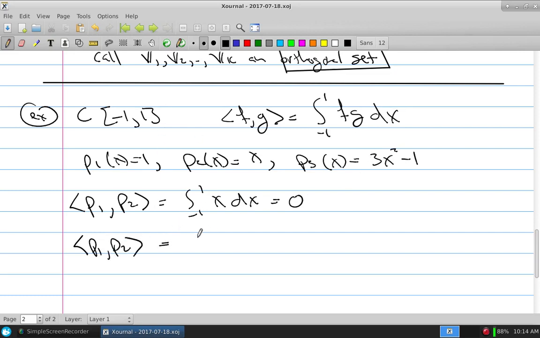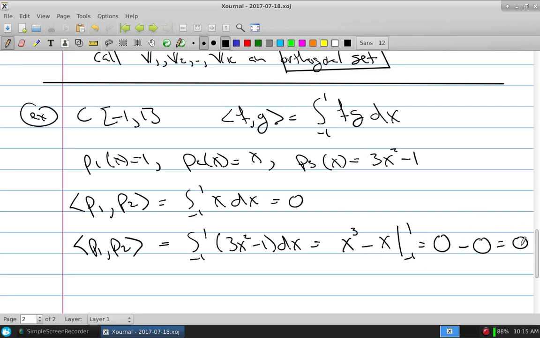And then P1 and P3. Well, that's just 1 times that. So it's the integral from -1 to 1 of 3x squared minus 1 dx. That I'm going to have to integrate. What's the integral of 3x squared? Integral of 1? Plug a 1 in on this first part, what do I get? 0. Minus, plug a negative 1 in, what do I get? 0. And so it's 0 minus 0, which is 0. So P1 and P3 are orthogonal.